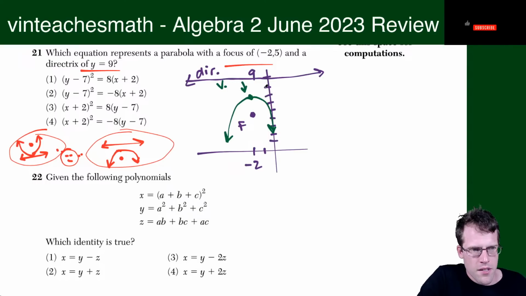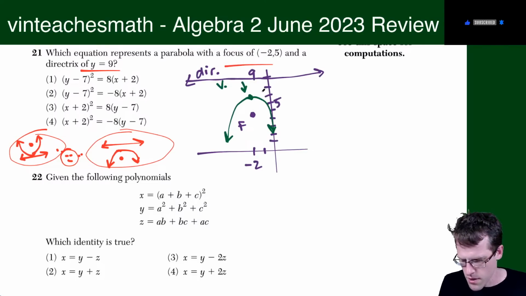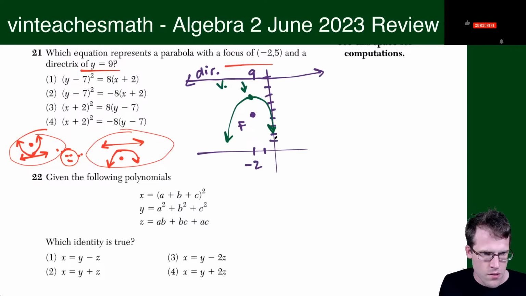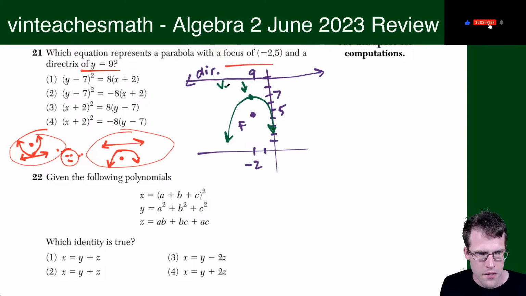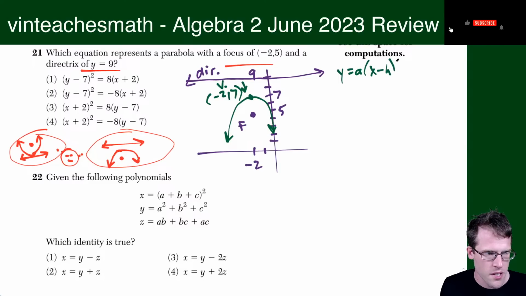Now just looking at this, you could just count the boxes here. Remember that concept that it's the same distance? This is 1, 2, 3, 4, 5, and up to 9 is 4 away, but halfway would be 7. So the vertex we could find would be -2, 7. That's our vertex, and then you want this formula, a times x minus h squared plus k, where the vertex is the point (h, k).